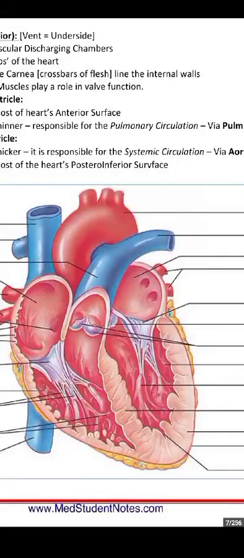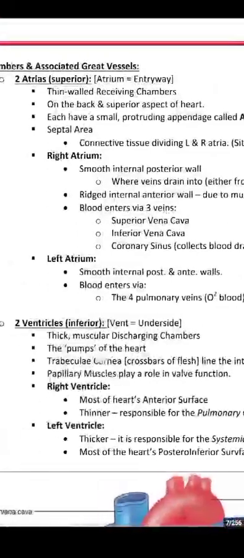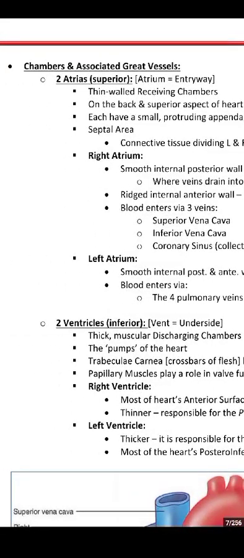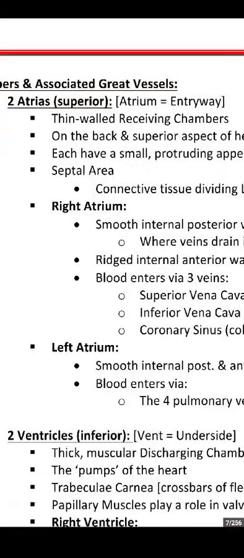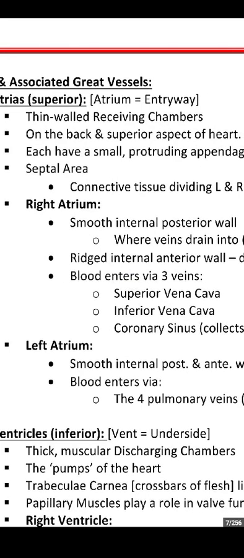Next, we had an idea of atrium and ventricles. So we're going to talk about the chambers and associated great vessels. There are 2 atria, and the 2 ventricles constitute the 4 chambers. The 2 atria are the superior chambers. The atrium is also called the entry hall or chamber. It is a thin-walled receiving chamber.